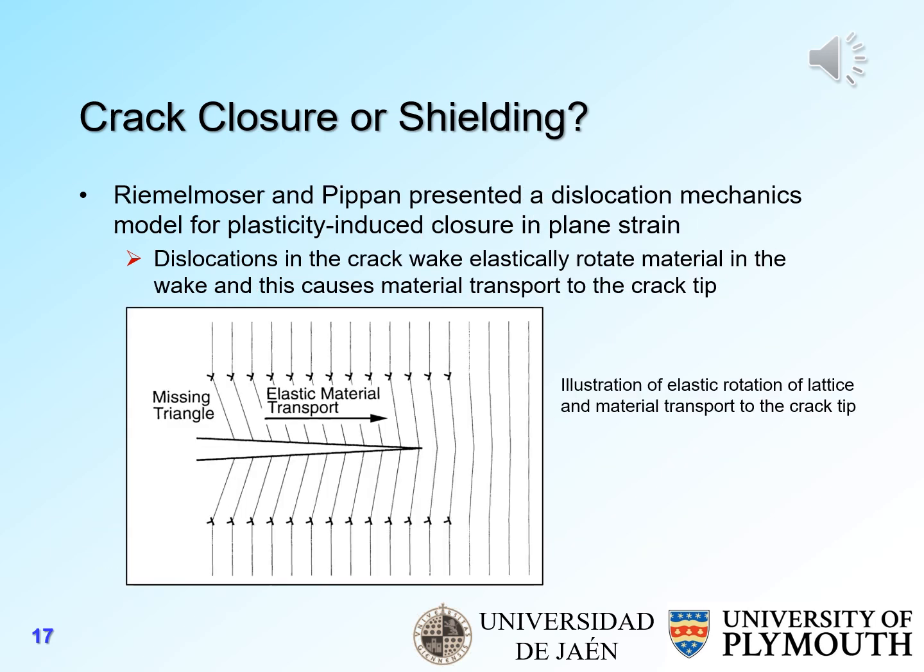Whilst Riemelmoser and Pippan did not explicitly talk about compatibility at all, they presented a dislocation mechanics model for plasticity-induced closure in plane strain and showed that dislocations in the crack wake elastically rotate material in the wake, and that causes material transport to the crack tip. And so this is an illustration here. And of course, in principle, at the elastic plastic boundary, you should therefore get a stress-strain field caused by compatibility.